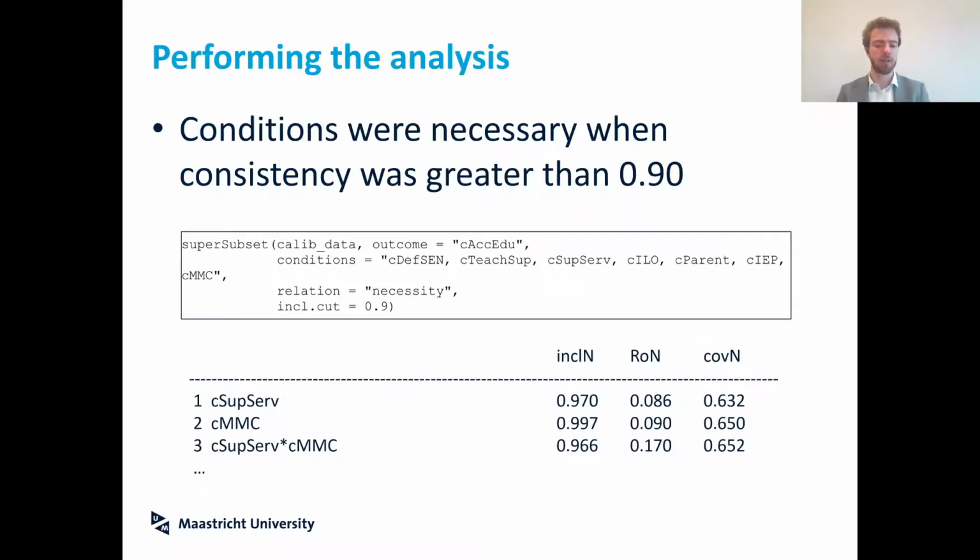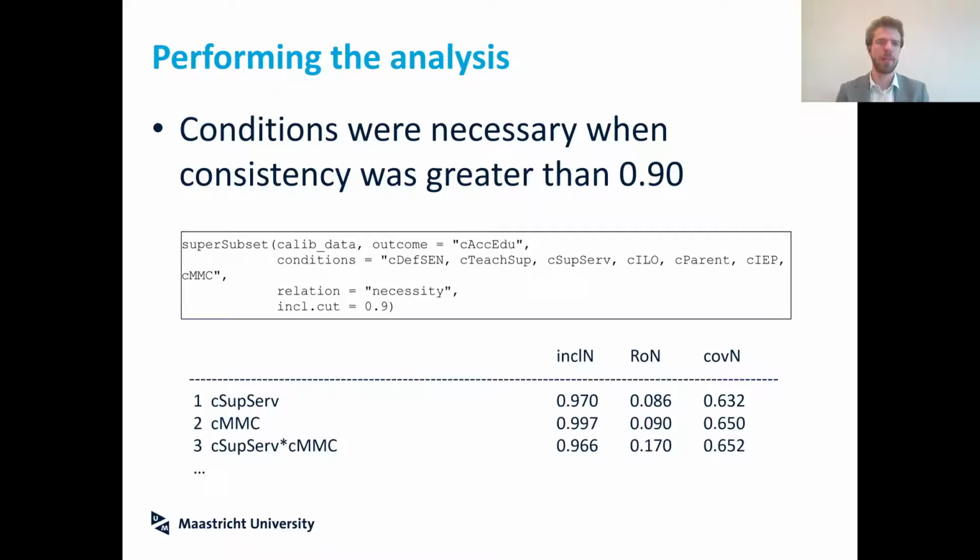As output, R gave us this. It gave us more than 3 lines, but these are the most important lines. First, you see that the support services for children with SEN has an inclusion of necessity of 0.97 and a coverage necessity of 0.632. Whatever this RoN variable is, I knew it at one point. It's honestly important for this analysis. Based on this output, I would argue that we would have 3 necessary conditions. However, if you look at the third line, you see that it is the interaction between support services and mixed mainstream classrooms.